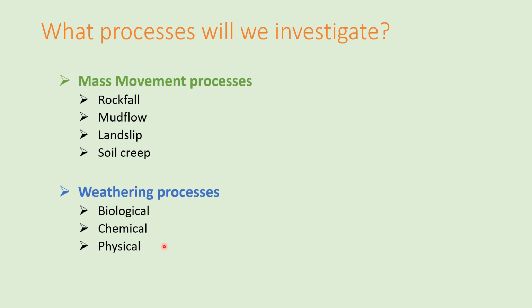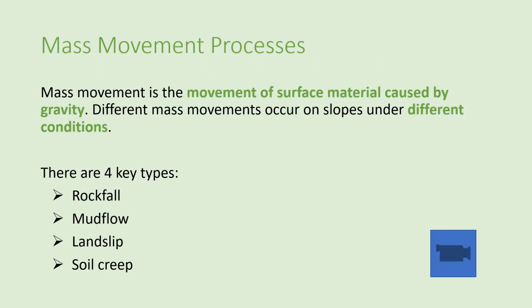And what you need to know for each of these is how they happen, how they contribute to river processes, and when they're more or less likely to happen. So let's start with mass movement and let's get cracking.